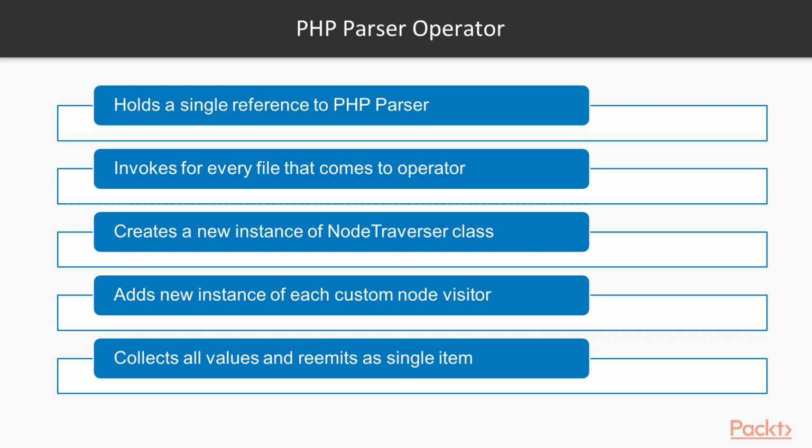The PHPParserOperator will hold a single reference to the PHP parser that we will invoke for every file that comes to the operator. It also means that we need to create a new instance of the NodeTraverser class for each file and add new instances of each custom node visitor to it. From the operator's point of view, all node visitors are just observables that emit style violations. The operator needs to collect all values from all of them and then re-emit this collection as a single item.